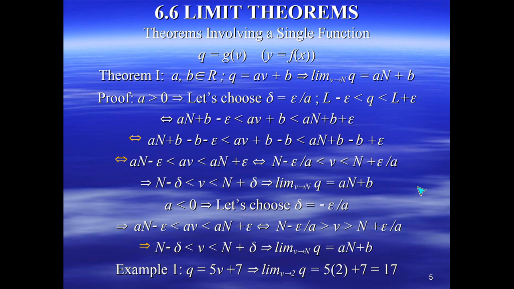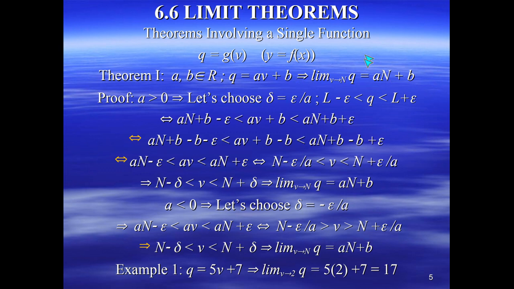All right. Theorem 1 says: when a and b are real numbers, and Q is equal to a times v plus b, which is a linear function of v, we could have said also y equals a times x plus b, it would be the same. The limit of Q when v goes to N is a times N plus b. A times capital N plus b. So, I repeat, when Q is av plus b, the limit of Q when v goes to N is a times N plus b.